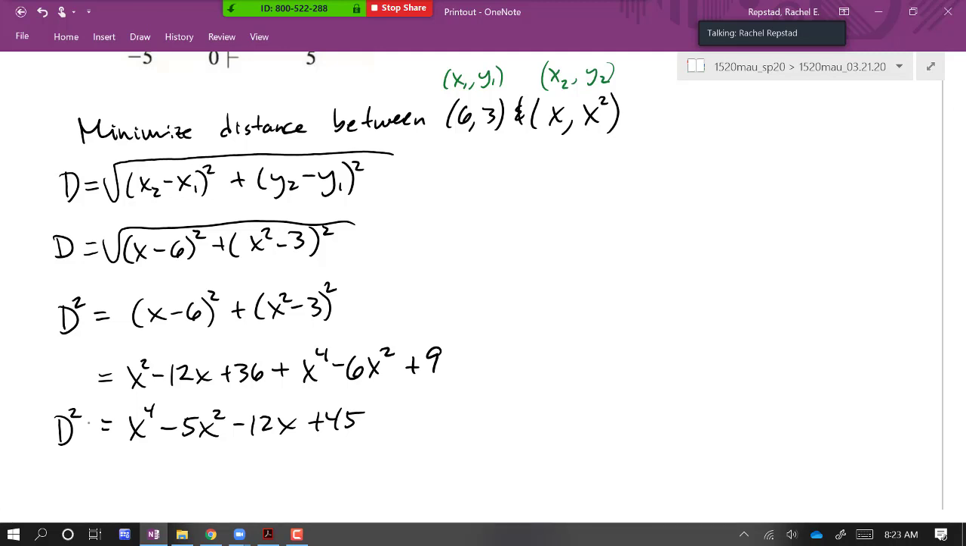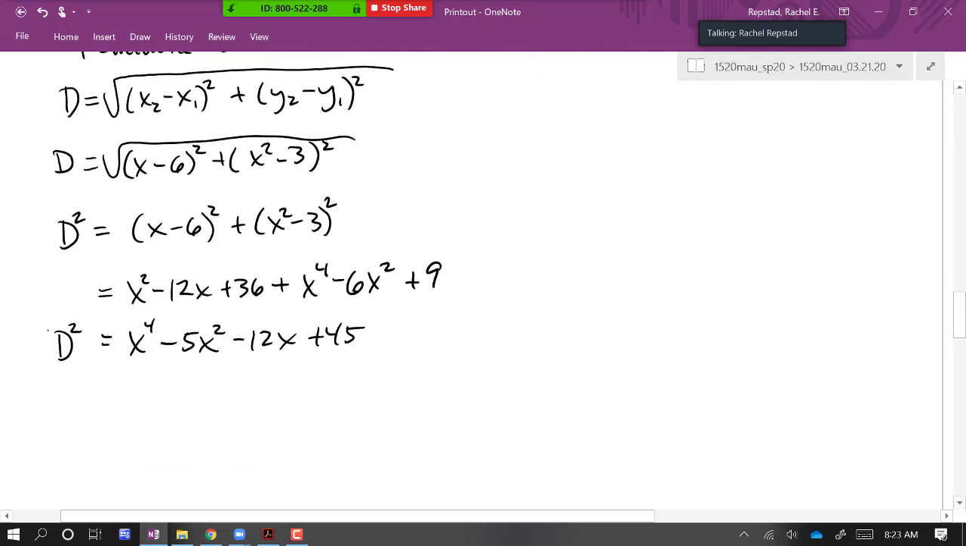So the right side is easy, right? It's just a polynomial. The left side is not too bad. We're just going to use implicit differentiation. We're going to differentiate d squared with respect to x. So we get 2d times d prime, or dd dx. And on the other side we have 4x cubed minus 10x minus 12.